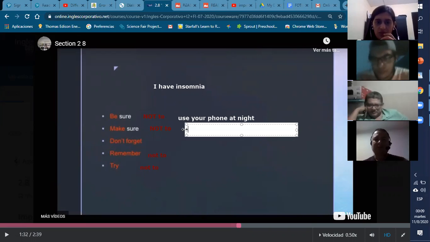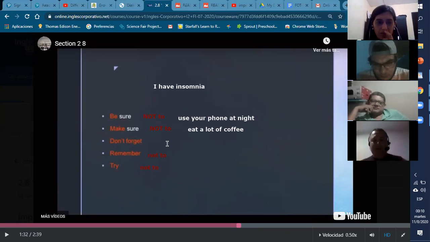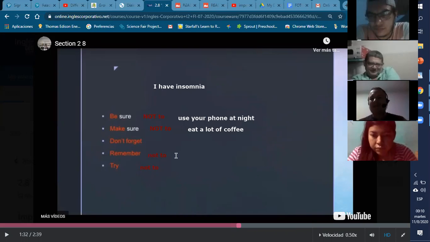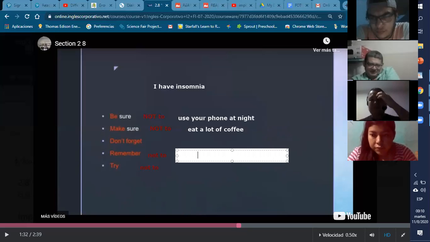Make sure not to eat a lot of meal. Not to eat. Drink a lot of coffee. Not to eat a lot of what? Coffee. Make sure not to eat a lot of carbs. A lot of what, Ligia? Carbs. Carbohydrate. I don't know how to say it in English. Not to eat a lot of carbs, or too many carbs. Too many carbs. Carbohydrates, yeah.